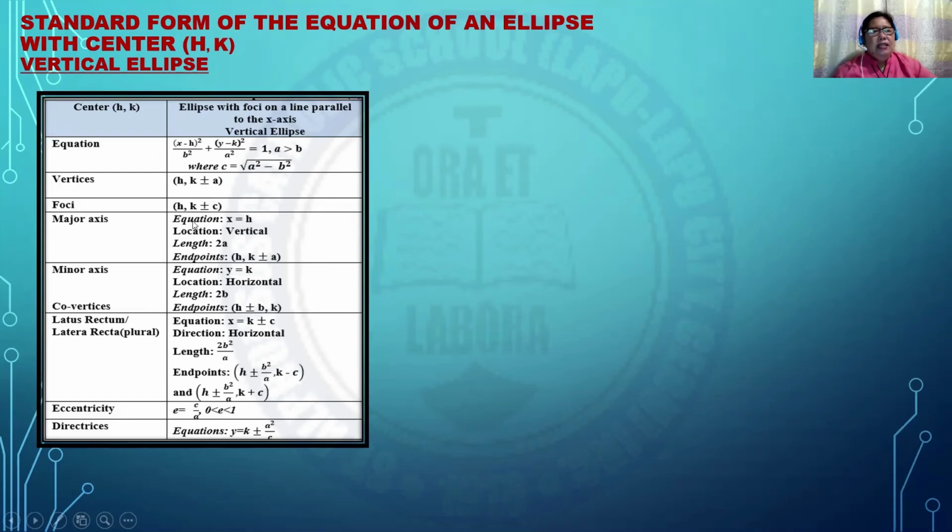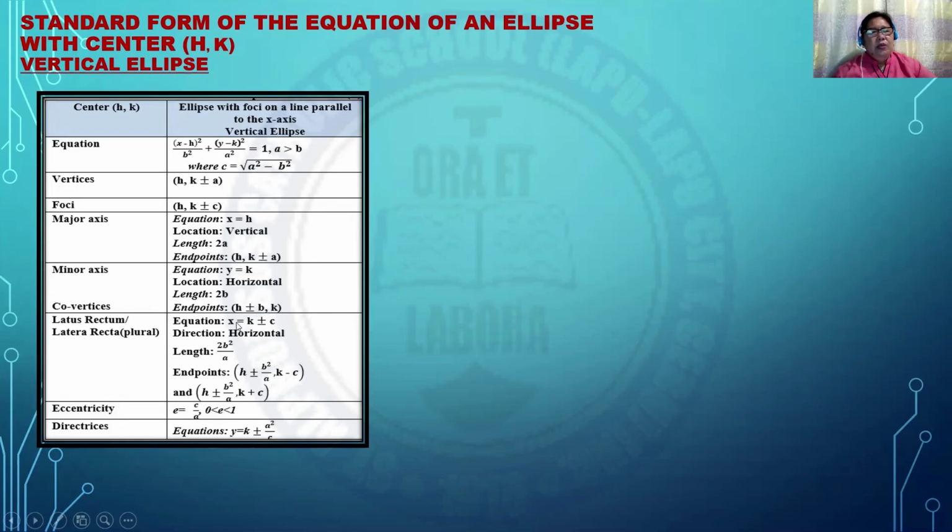For the major axis, equation is x equals h. Location is vertical. The length is the same, 2a. Endpoints h, k plus or minus a. Minor axis, equation y is equal to k. Location, horizontal. The length is the same, 2b. The endpoints of the minor axis or the co-vertices, we have h plus or minus b and k.